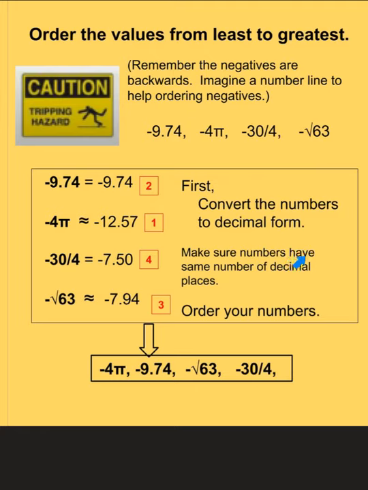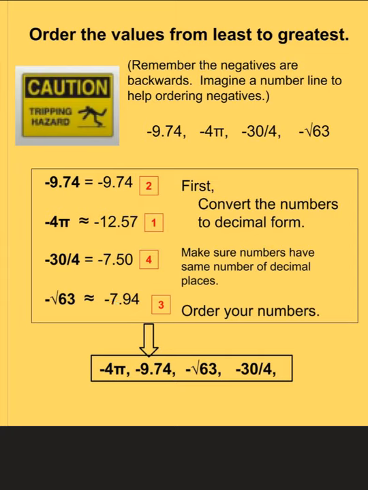So it says make sure numbers have the same number of decimal places. I added that 0 over here so that way when I'm comparing, if necessary, I may need to look at that extra place. And the last one, negative square root of 63. So of course I used my calculator, and it came out to approximately, again I rounded, negative 7.94. All right, so I got all of my numbers in decimal form.